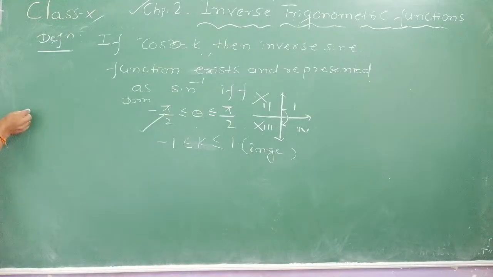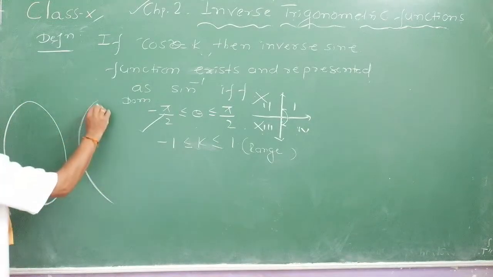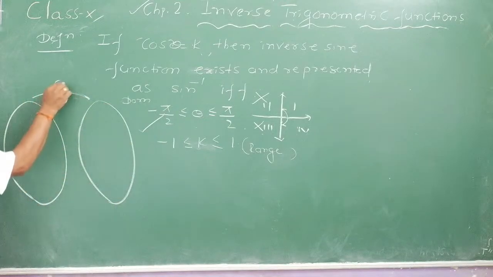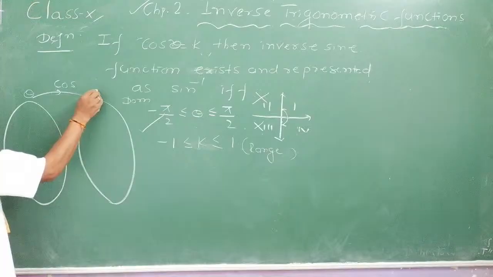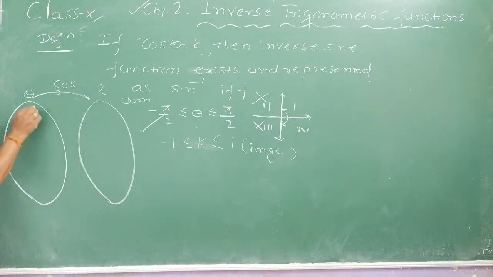See, cos values. Let me take theta first. This Venn diagram method will help you to understand the cosine function. Now, this is the cos function. Then we'll go to theta. Here the value is a real number. If you take 0, tell me the values of standard angles.